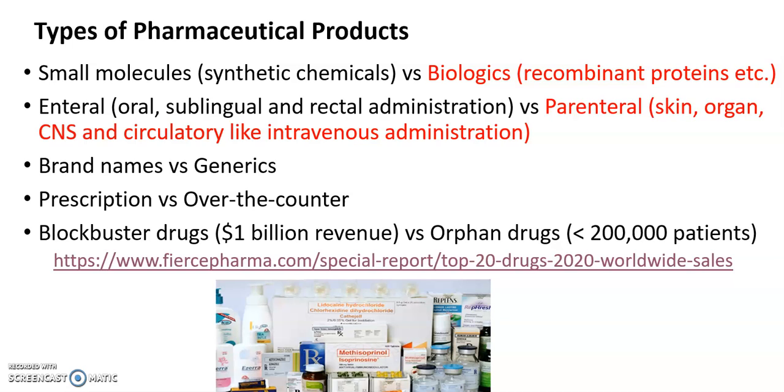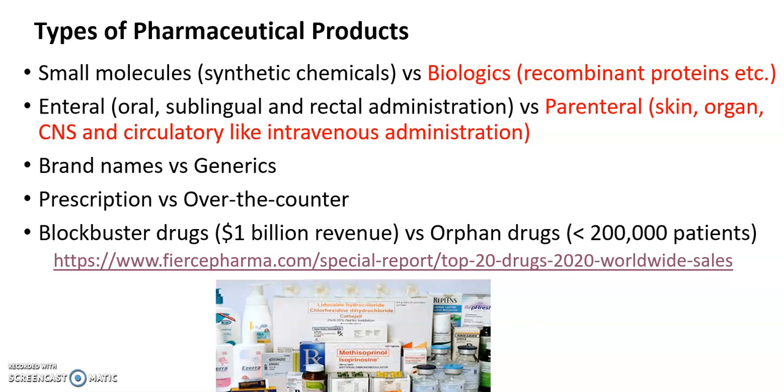And then blockbuster drugs versus orphan drugs. What is the difference? Blockbuster drugs, the name says it all. It's the drug that gives a lot of revenue for the drug manufacturer. If the drug is sold and bringing revenue over $1 billion per year in the market, we consider those drugs as blockbuster drugs. So drug manufacturers make a lot of money through those drugs, right?